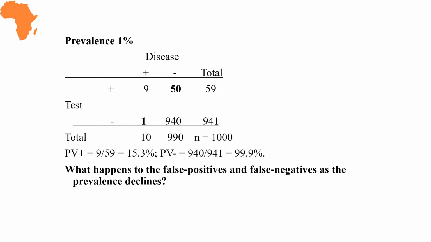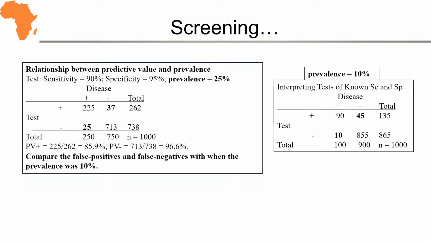So we go back to our previous slide. Look at the false positives and the false negatives as the prevalence declines. At 25% prevalence, we have a false positive of 37 and a false negative of 25. At 10%, the false positive is? The false negative is? Why? Remember, the sensitivity of our test is 90% and the specificity is 95%.